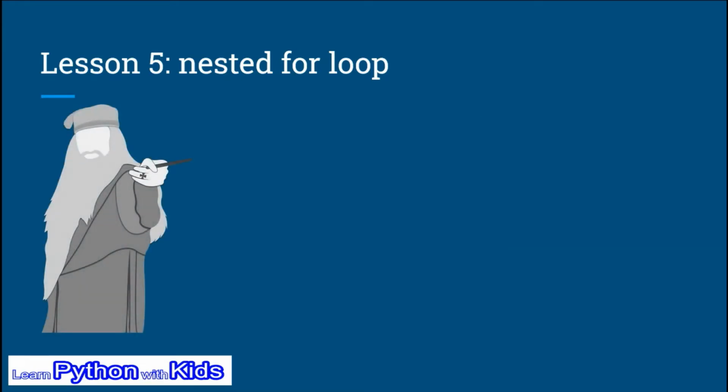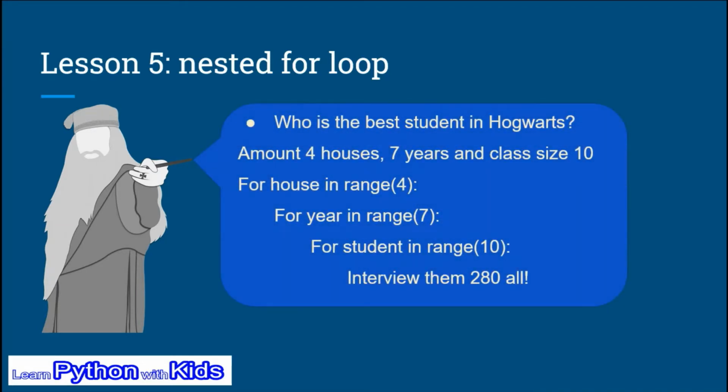Hi, Dumbledore. What can we do for you? I need to find out who is the best student in Hogwarts, among 4 houses with 7 years in each house and 10 students in each class. For house in range 4 houses, then for year in range 7 years, and for student in range 10 students. There are 280 students to interview. This is a 3-level nested for loop. Cool.